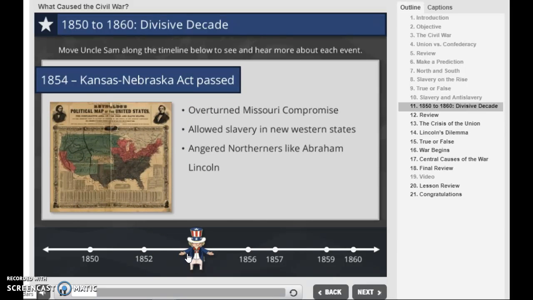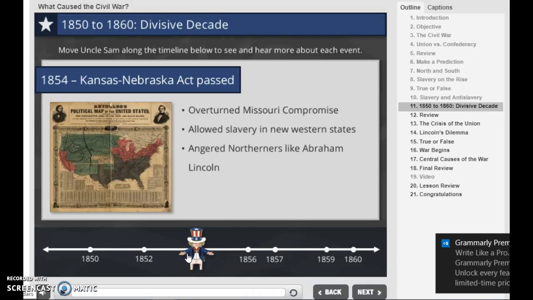1854. The Kansas-Nebraska Act overturned an old law known as the Missouri Compromise, which had kept slavery out of much of the West. The new law allowed slavery in the new states to be created from the Western territories. This angered Northerners like Abraham Lincoln, an ex-congressman who re-entered politics as a result of this act's passage.